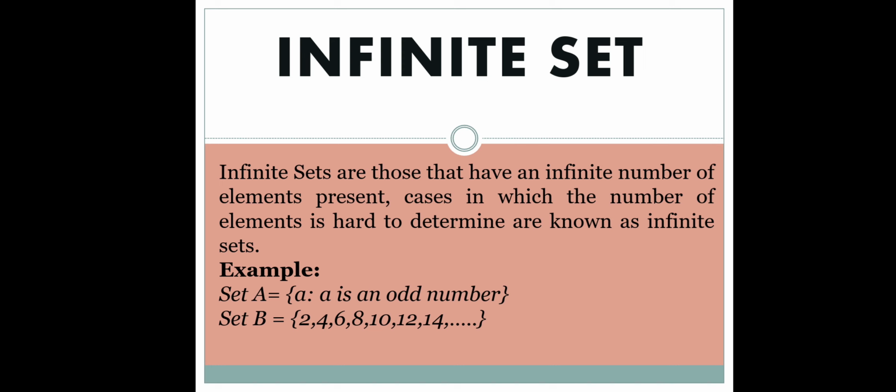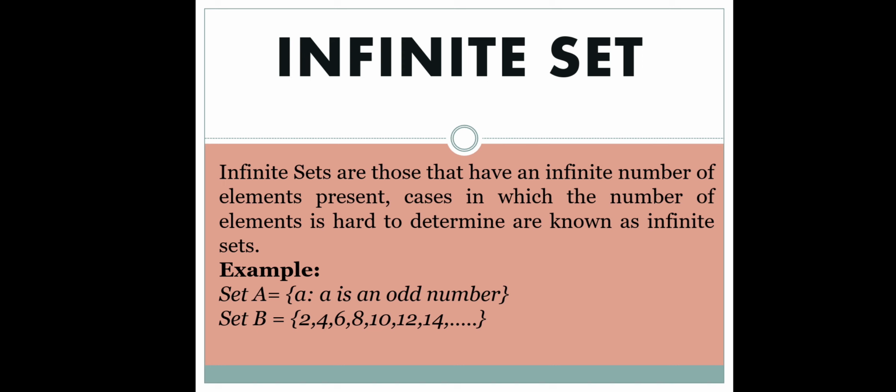So look at the example. Set A is an odd number. So here simply note it is an odd number. It is clearly not noted where it starts, where it ends, isn't it? Simply noted it is an odd number, but they don't have any specification. Likewise, it is not given where the odd numbers start.